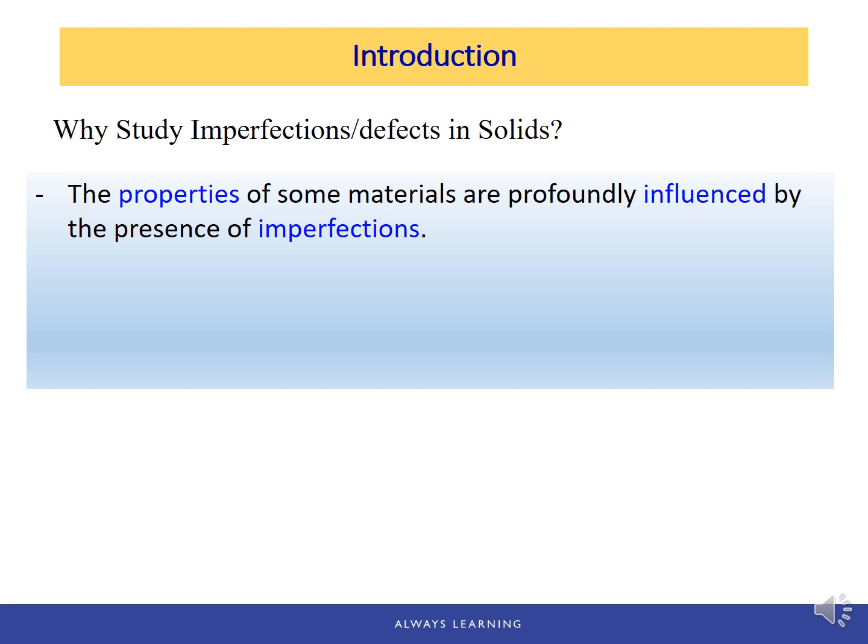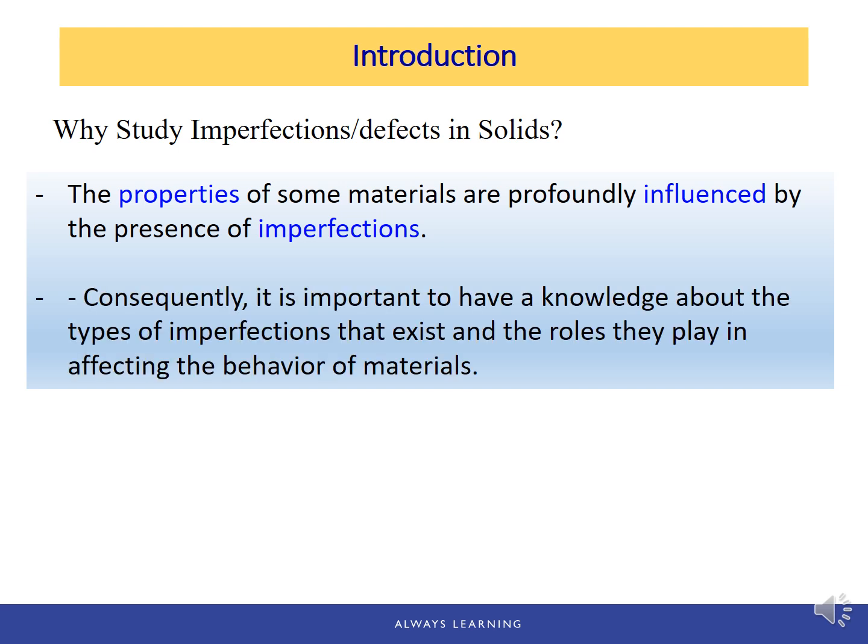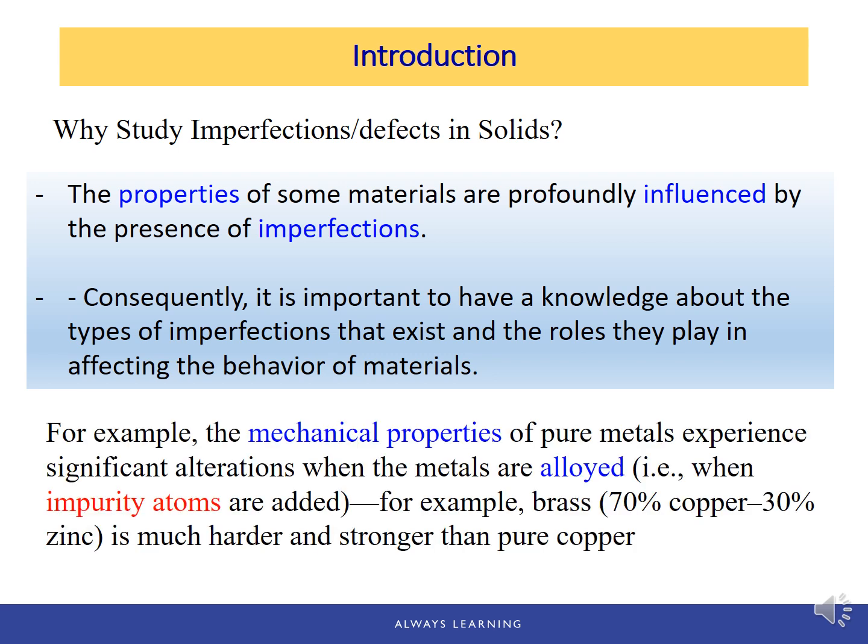And also, the properties of some materials are profoundly influenced by the presence of imperfections. Consequently, it is important to have knowledge about the types of imperfections that exist and the roles they play in affecting the behavior of materials. In fact, some impurities and defects are intentionally introduced into the materials to improve their properties. For example, the mechanical properties of pure metals experience significant alterations when the metals are alloyed.